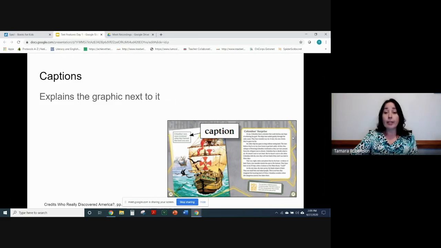Captions are another text feature, and captions are used to give you more information about a picture or a drawing. Sometimes captions give you information that isn't found anywhere else in the text, so it's important to take the time to read those captions. I know sometimes as a reader, you might look at the picture and then go back to reading the text, but please do not skip those captions. They are very important to help you understand what's happening in that picture, that illustration. Make sure you read those captions.